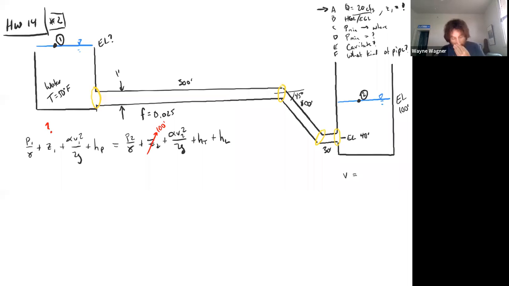Okay, and then we have no velocities. Velocity 1 is 0, velocity 2 is 0. That's nice, right, because they're reservoirs. Reservoirs or the tank assumption.